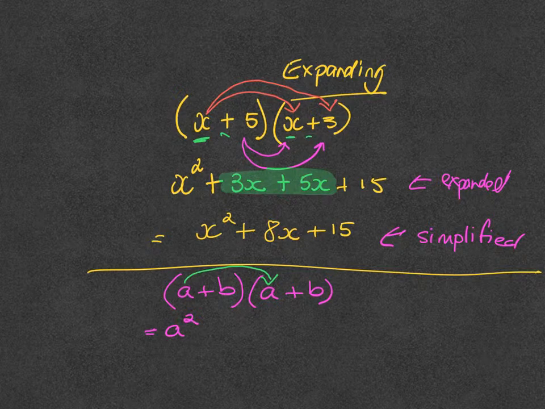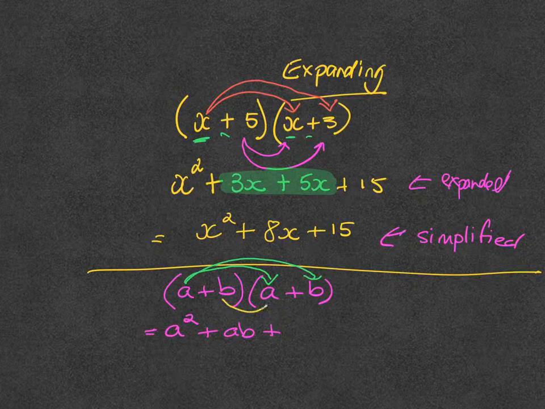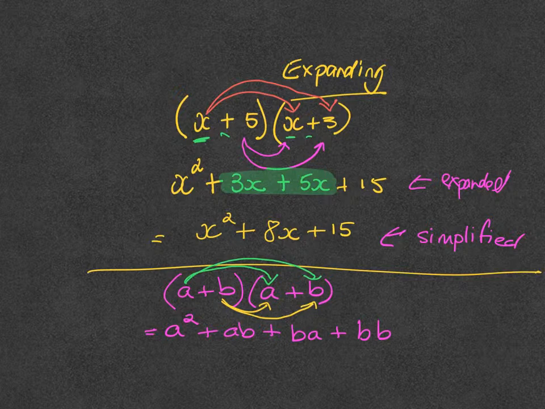Then we're going to go A times B, which is AB, plus. Now we're going to go B times A. So B times A plus B times B. B times B, or what I should actually say is B squared.